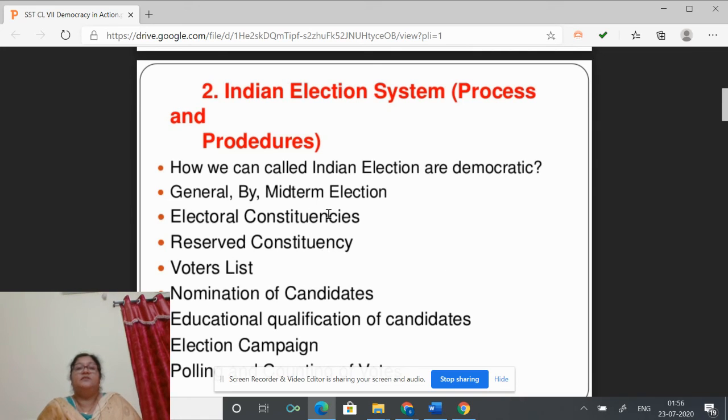And we have general election, by-election, and midterm election. What is a general election? This term is used when elections take place all over the country or in a state to constitute a new legislature. In India, the countrywide elections are also called parliament elections or Lok Sabha elections, and statewide elections are called assembly elections or Vidhan Sabha elections. All elections are held every 5 years.